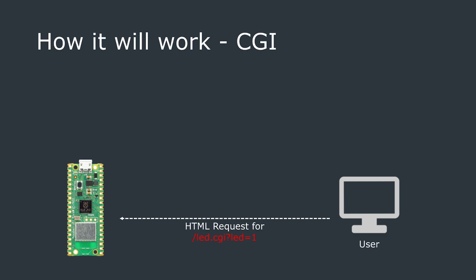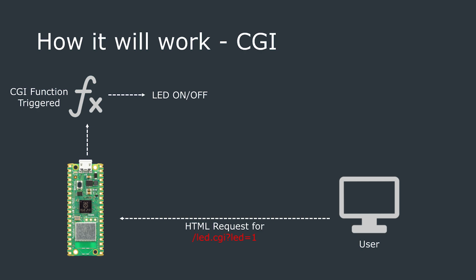And this essentially enables the web server to run an external program or function. When the user visits our web page and presses the LED on button, an HTTP request is sent to the server. This request will come in the form of something like this, where the LED.CGI part of the request triggers the CGI handler, which is responsible for turning the LEDs on or off, and this handler is passed the parameter, say LED, equal to a value of 1.